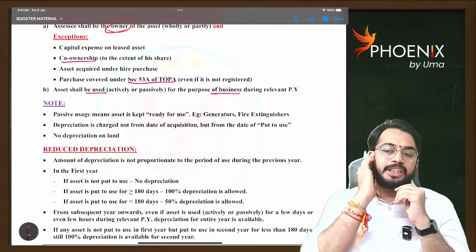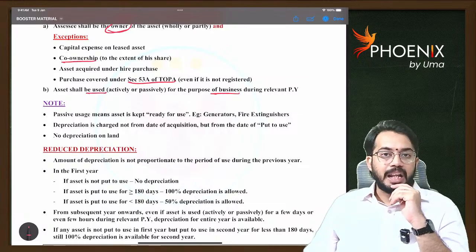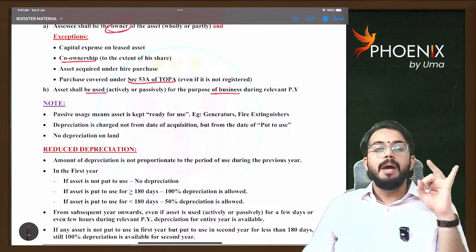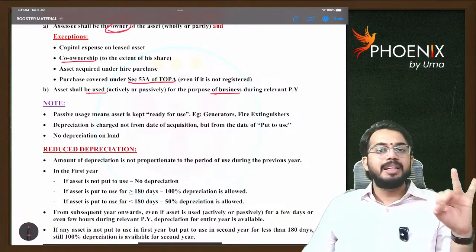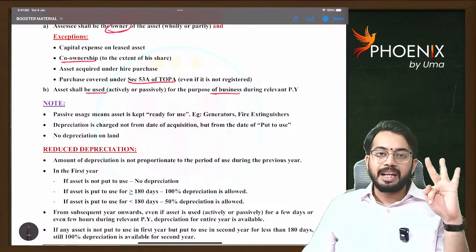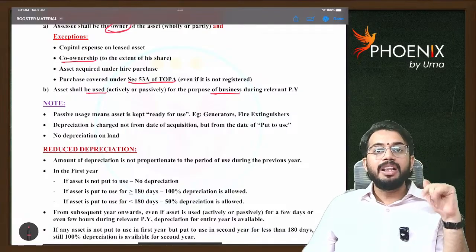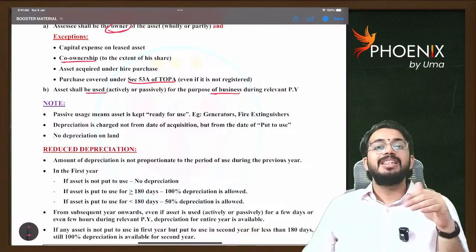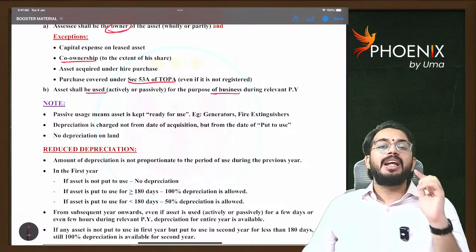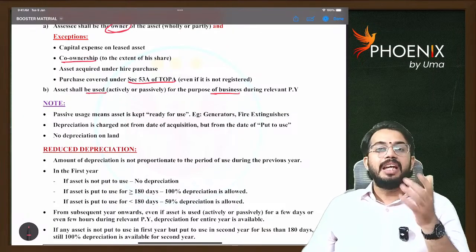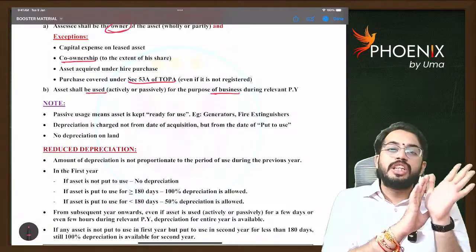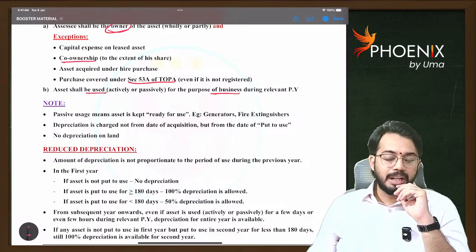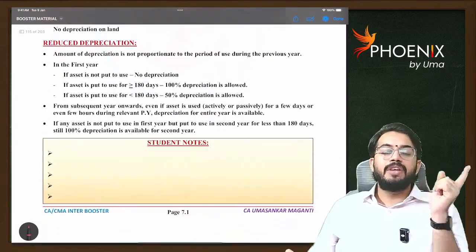Purchase covered under section 53A of the Transfer of Property Act. See, there are 3 conditions. There should be an agreement between seller and buyer. The buyer has paid the consideration, or is ready to pay the consideration, or has taken possession of the property. If all these 3 conditions are satisfied, then the buyer will be considered the deemed owner of the property and can start claiming depreciation. Even though legally registration is not done, still the buyer will be treated as the deemed owner of the building. Are you able to understand? So these 4 are the exceptions to the first condition.